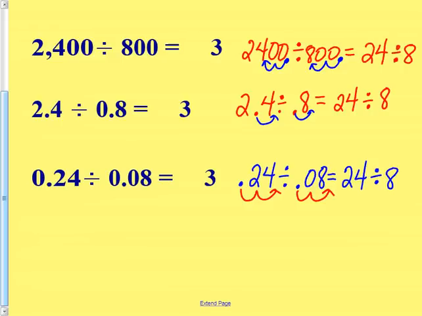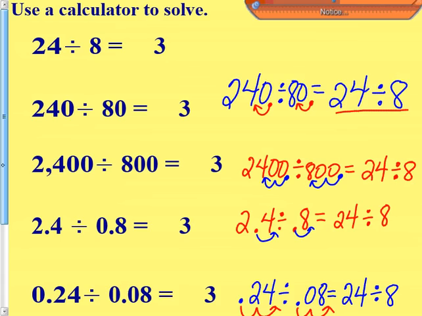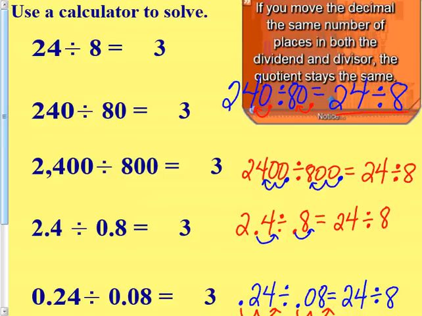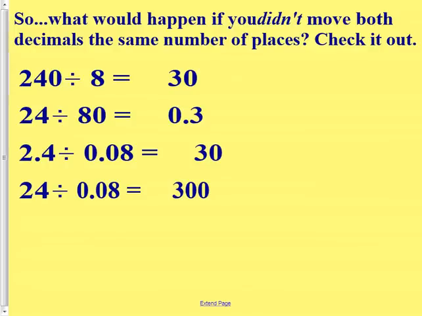So hopefully what you're seeing here is that as long as you move the decimal the same number of places in both the dividend and in the divisor, the quotient stays the same. So you can make the problem simpler perhaps by moving the decimals as long as you move both decimals the same number of places. Now if you look at another set of problems that looks the same, you're going to notice those don't all have the same answer as the 24 divided by 8.